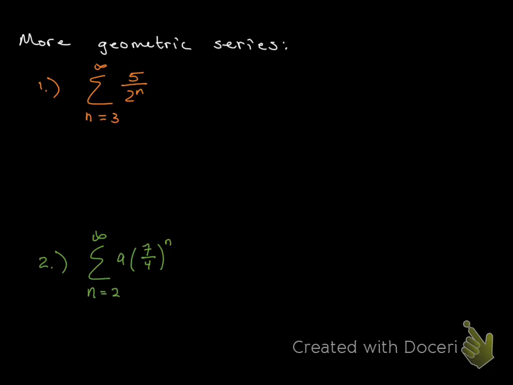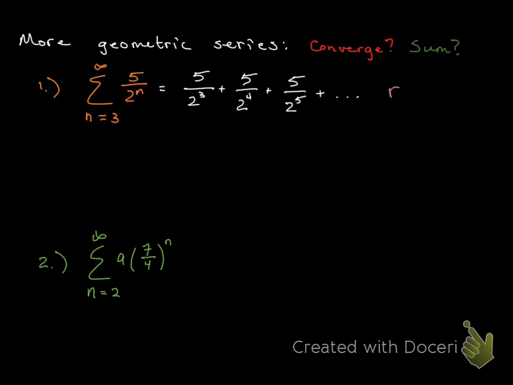First, I want to find the sum, if it exists, or determine whether the series converges or not, of number 1 and number 2, these two different series. The first one here, I'm just going to write out a few terms. I notice that n is starting at 3, which is a little different, but the numerator is 5, and I'm dividing by 2 to the n. So does this converge, and what's the sum? 5 divided by 2 to the third is the first term, plus 5 divided by 2 to the fourth, 5 over 2 to the fifth, and so on and so forth.